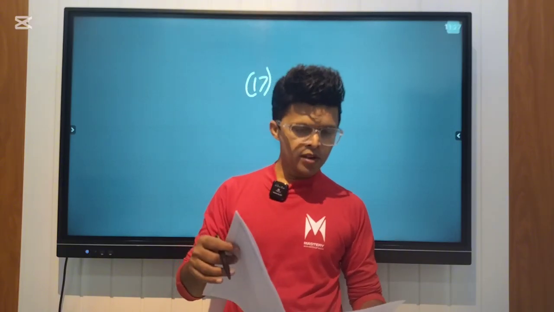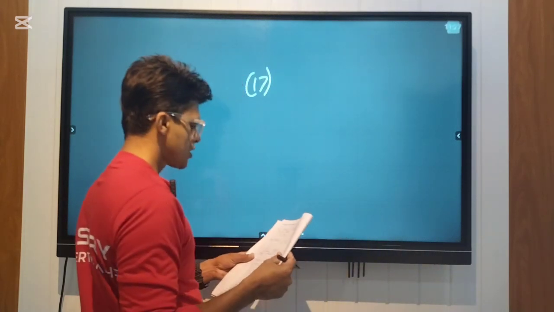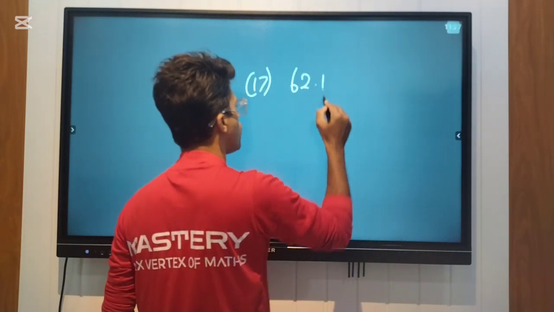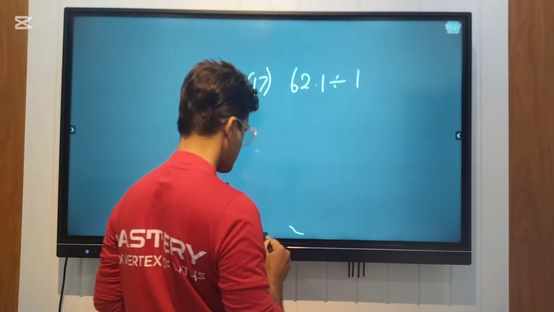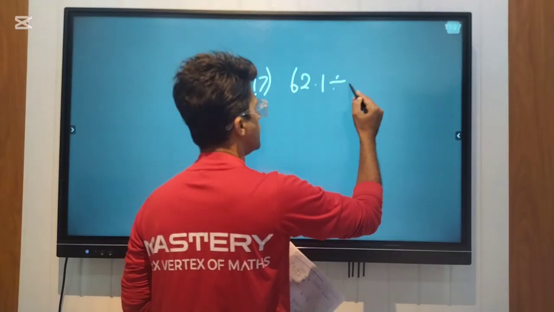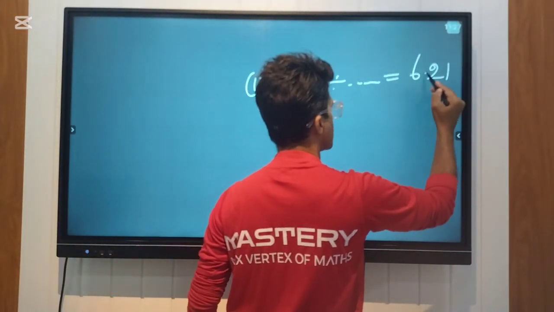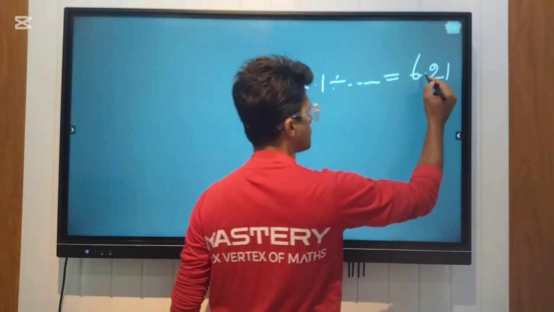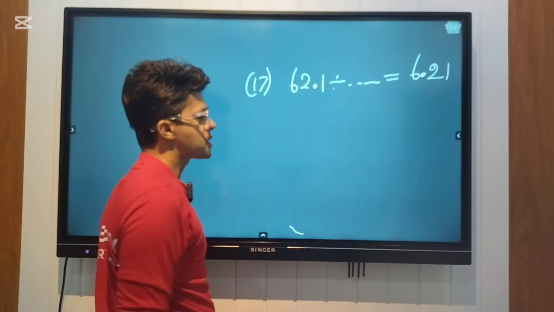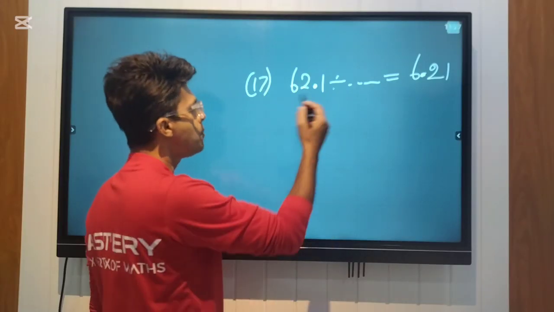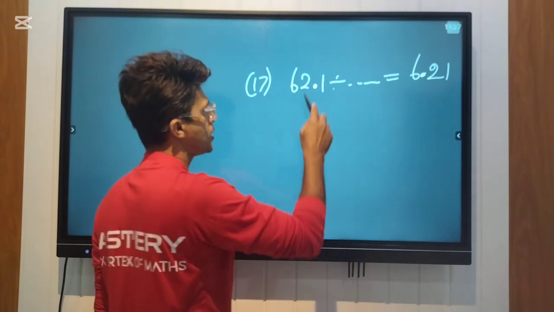Bear in mind. 17th question, write a suitable number for the blank. 17th question, 62.1 divided by, here is a blank. The answer is 6.21. 6.21. You know, you could see that the decimal point has changed place here. Then it has come to this place, that decimal point.